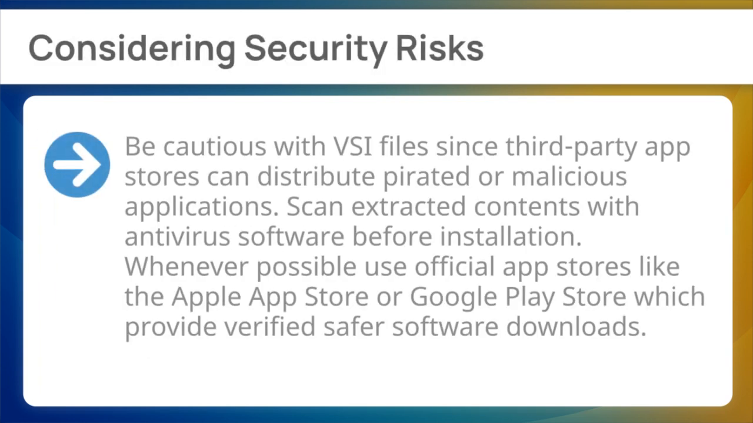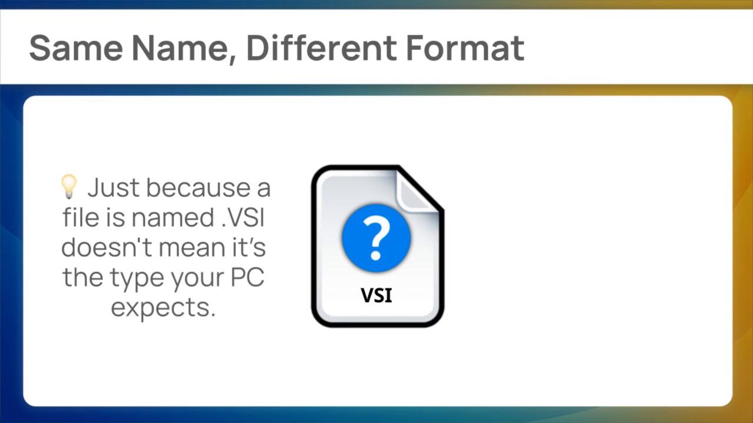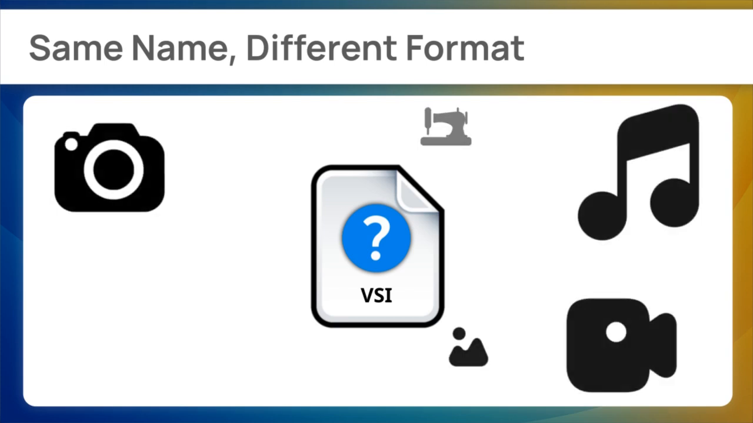Finally, considering security risks. Be cautious with VSI files since third-party app stores can distribute pirated or malicious applications. Scan extracted contents with antivirus software before installation. Whenever possible, use official app stores like the Apple App Store or Google Play Store, which provide verified safer software downloads. If compatibility checks failed, it is likely because the file extension name is shared by different developers for unrelated formats, causing your PC to use the wrong reading language.